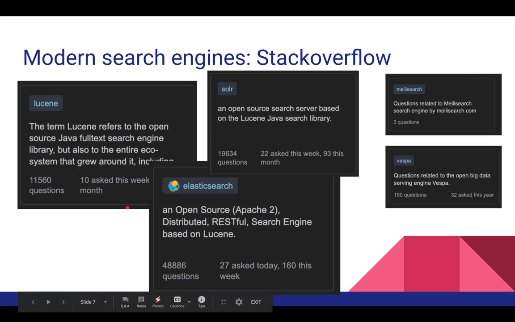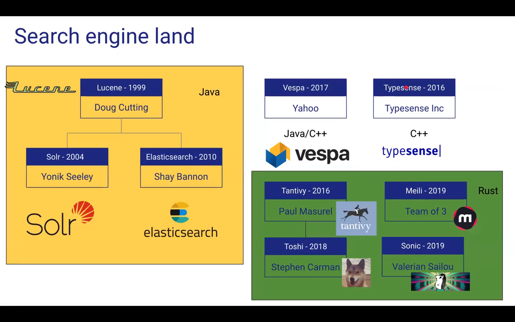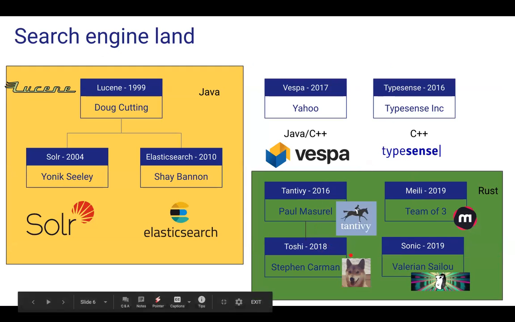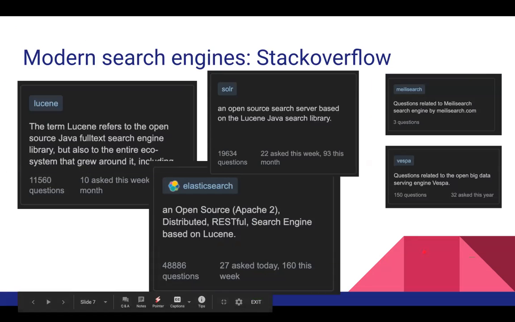And Solr is next in popularity, almost 20,000 questions. And then Lucene, because Lucene requires so much more work. It's like a library, it's not a full search engine. And then Elasticsearch has like 3 questions. Vespa has 150 questions. And any other search engine that I showed here, TypeSense, Tantivy, Toshi, and Sonic, they don't have any questions yet. So nobody knows about them yet, or maybe it's a very small community.